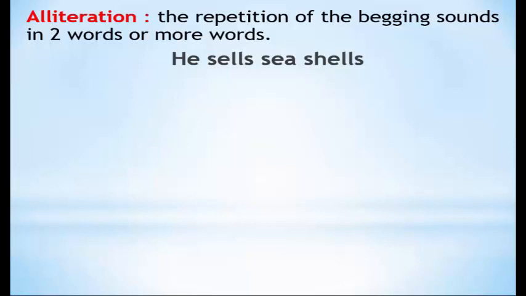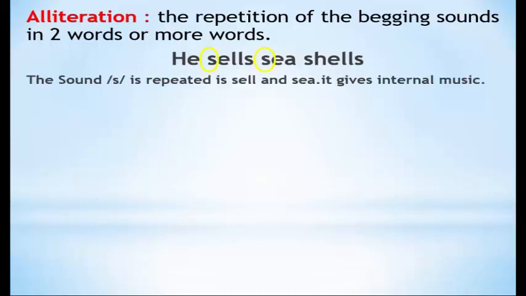What is the repeated sound here in this line? Yes, sells, sea. They have the same beginning sound, so they have alliteration. So you have to say the sound sa is repeated in sell and sea. It gives internal music.